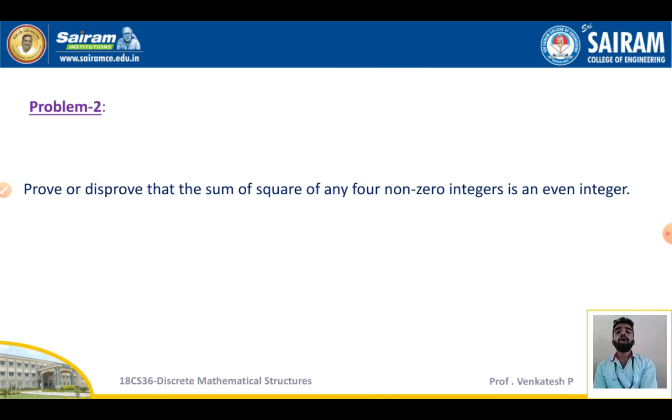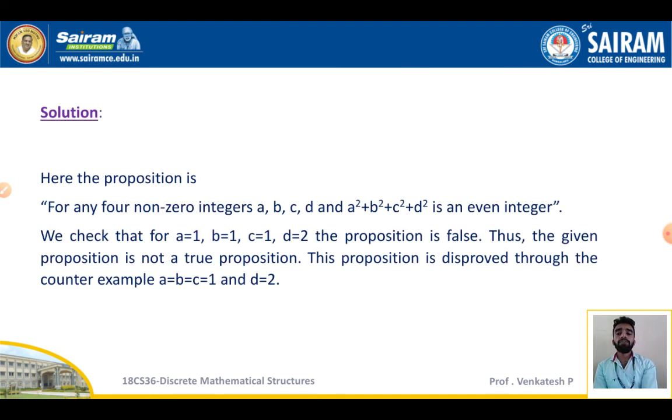Problem number 2: prove or disprove that the sum of squares of any 4 non-zero integers is an even integer. Solution. So first I am going to take the proposition that for any 4 non-zero integers a, b, c, d, a square plus b square plus c square plus d square is an even integer. So now I want to prove or disprove this statement.